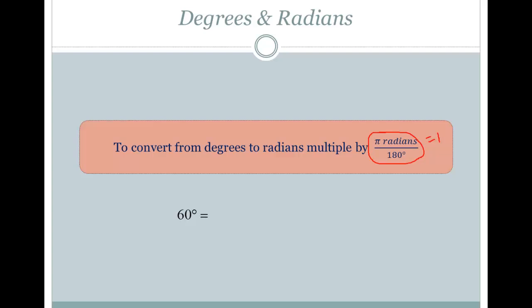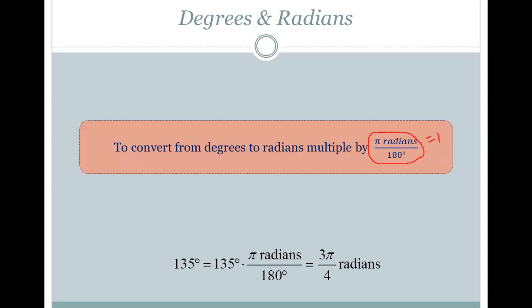For example, I have 60 degrees times pi radians over 180 degrees. The degree term cancels, since it's in the numerator and the denominator, and I'm left with pi over 3 radians. If I have 135 degrees times pi radians over 180 degrees, the degrees cancel out and I'm left with 3 pi over 4 radians.